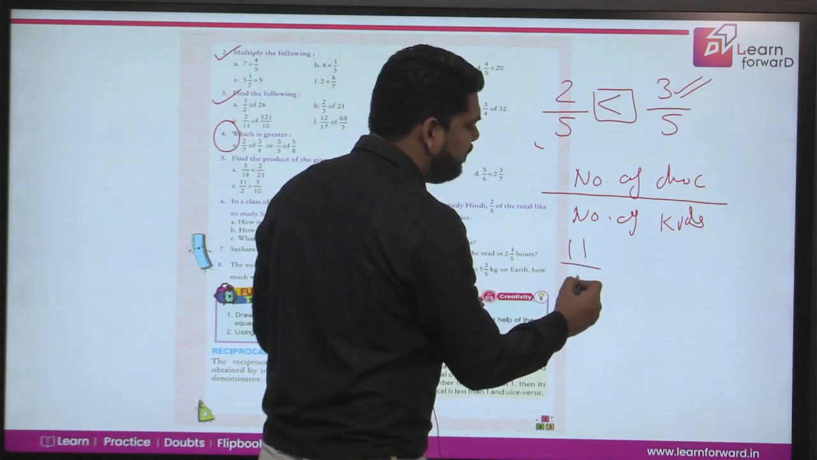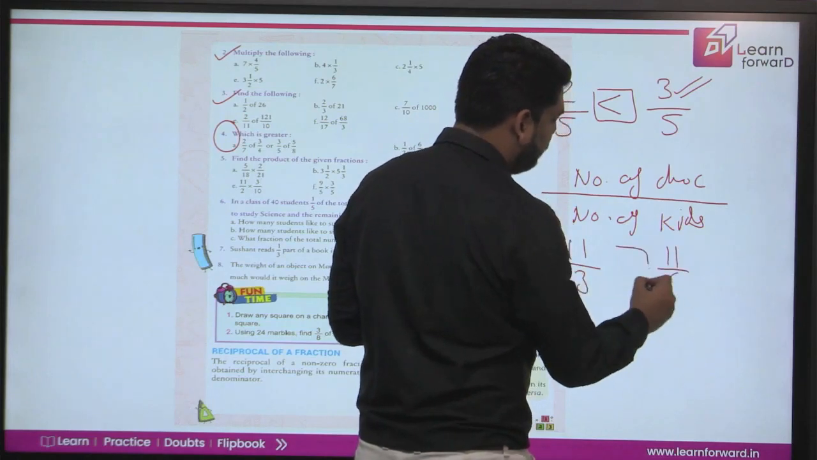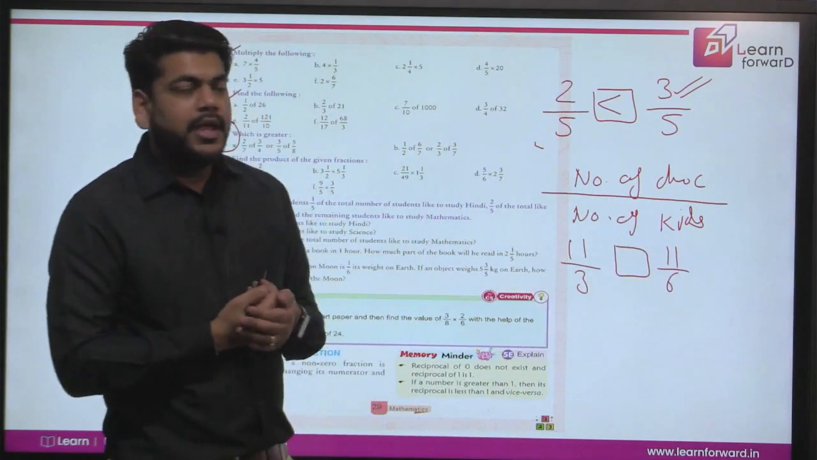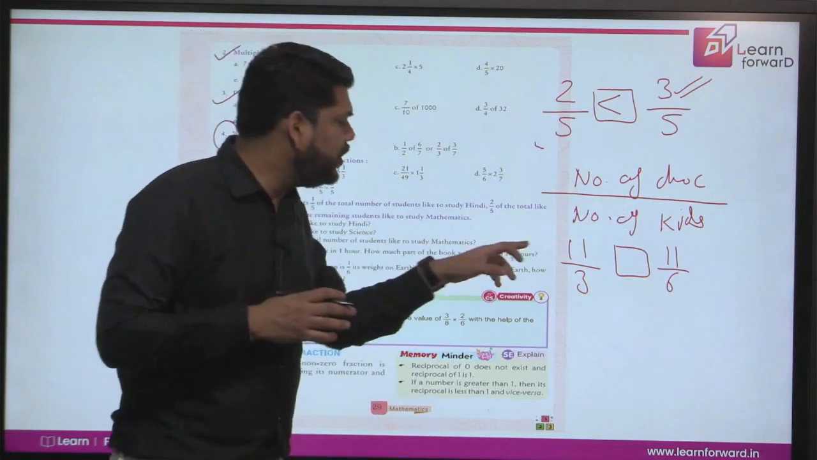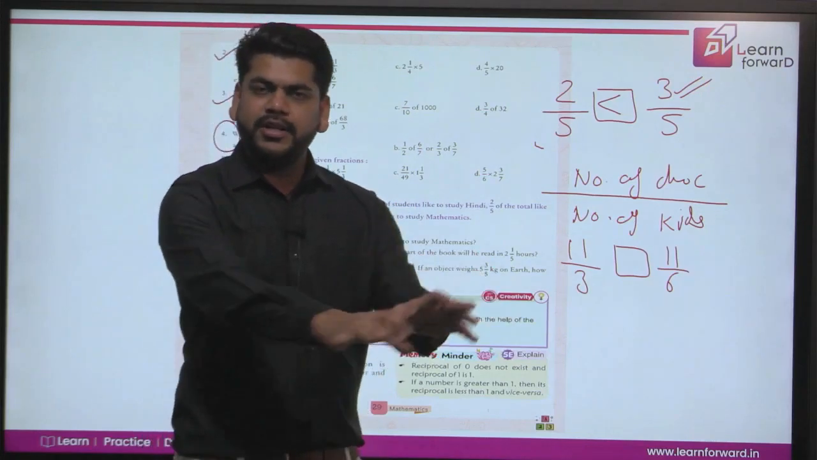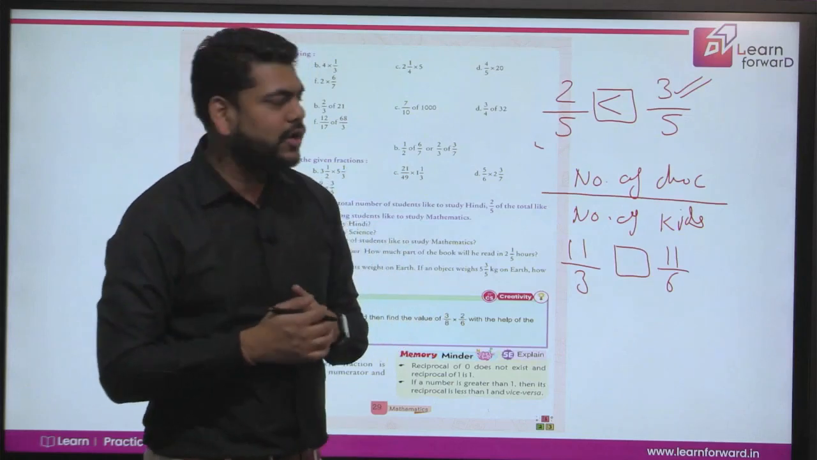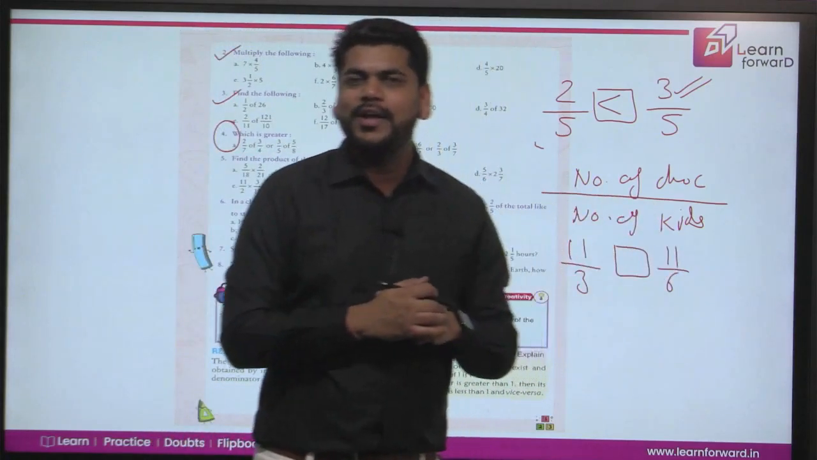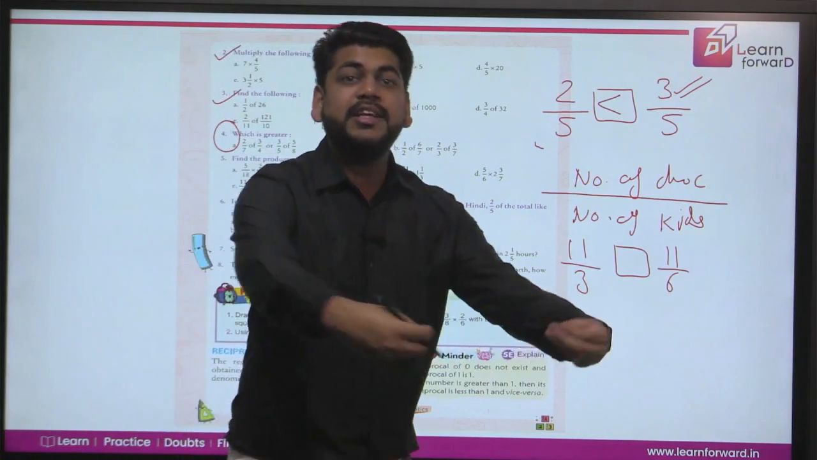Let us suppose 11 by 3 and 11 by 6. Now which one will be greater? Here the chocolates are the same, 11, 11. Now if I need to divide the 11 chocolates among 3 kids, I will be distributing them equally. Now 3 more students come up, they also need the chocolate, but I am having the same number of chocolates. So again I will be distributing these 11 chocolates among 6 students now.